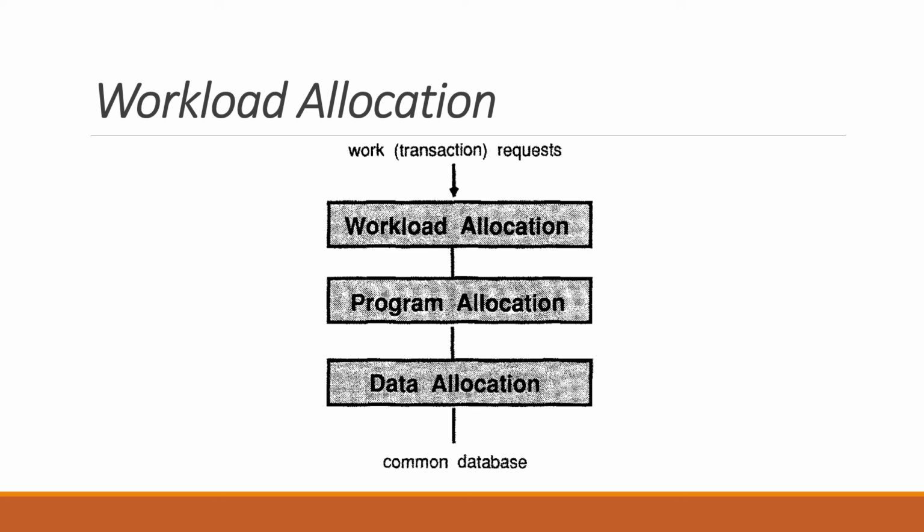Here we see the image of workload allocation that is done in parallel systems. The request first processes through the workload allocation, then through the program allocation, followed by the data allocation, and then it moves to the common database that is shared by multiple nodes at the same time.